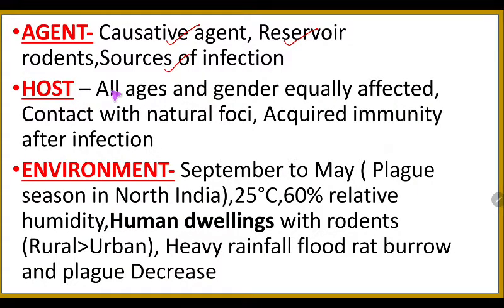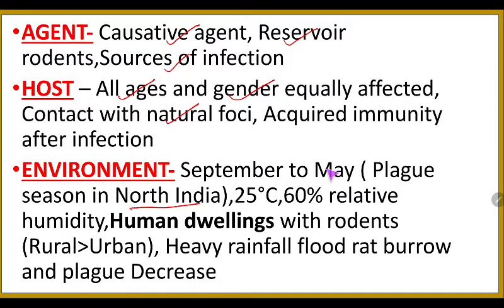Now coming to the host, all ages and all genders are equally affected. Contact with natural foci, which I've already discussed, is from flea to human, human to flea, flea to rodent, rodent to human, and so on. There is no innate immunity, but there is acquired immunity after infection. Environmentally, September to May is called the plague season in North India, not in South India, only North India.